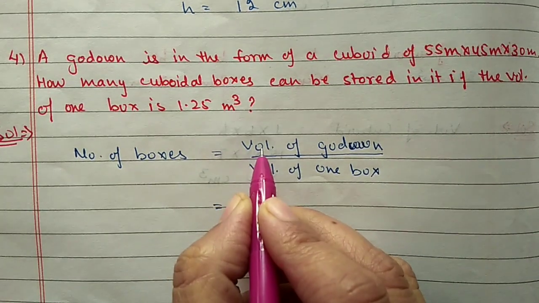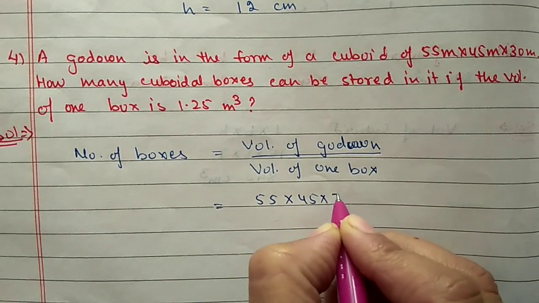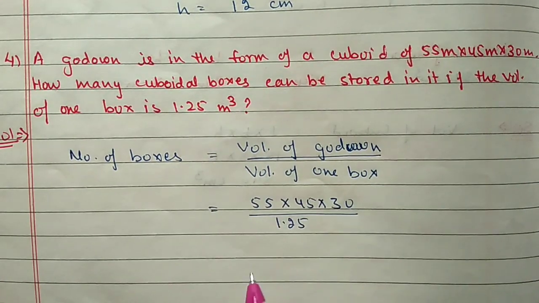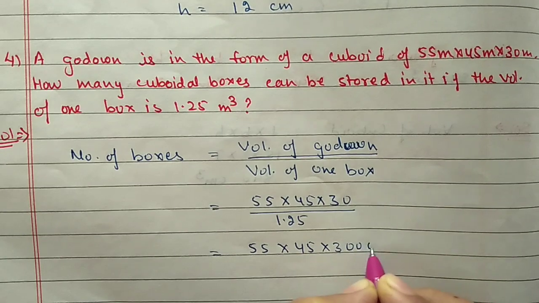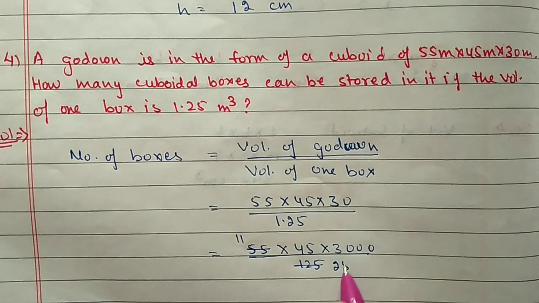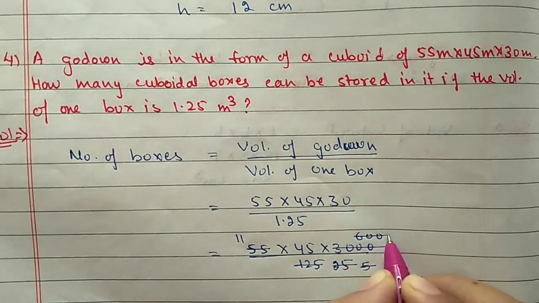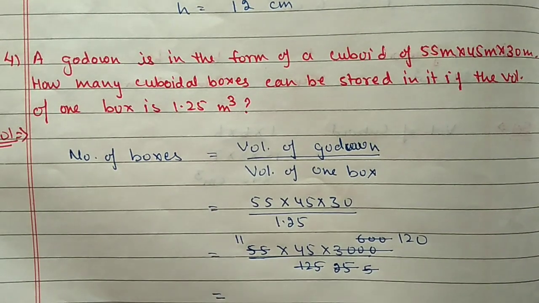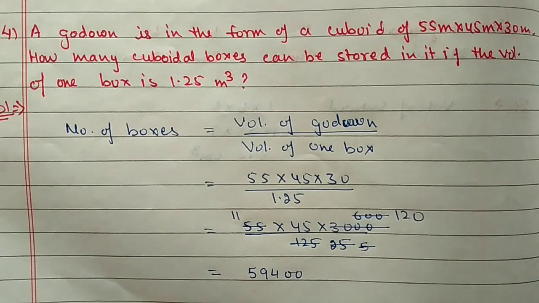So volume of godown, it is in the shape of a cuboid, means length into breadth into height, 55 into 45 into 30, and volume of one box is given 1.25. So we can remove this decimal, we can add 2 zeros in the denominator and write it as 125. Now cancel it: 5 elevens, 5 twos, and 5 times. Again 5 fives are 25, 5 times 600, then 5 times 120. Then we have to multiply 11 into 45 into 125, which we will get equal to 59400. So these many boxes we can keep in this godown.